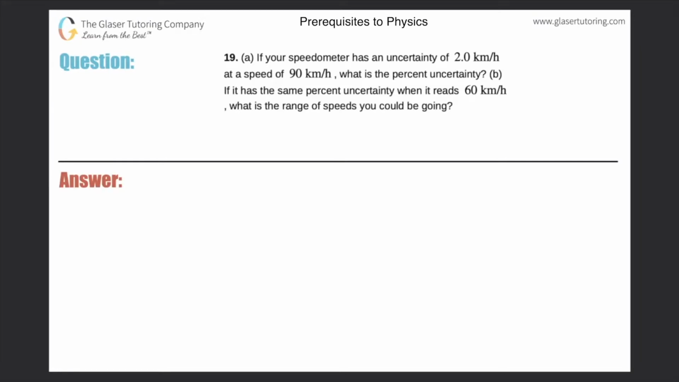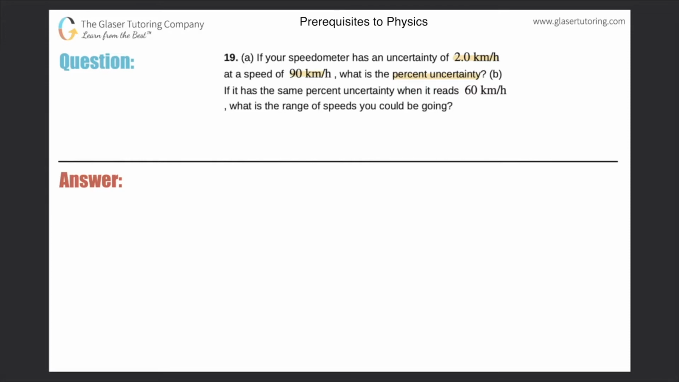Number 19, letter A. If your speedometer has an uncertainty of 2.0 kilometers per hour at a speed of 90 kilometers per hour, what is the percent uncertainty? Okay, so first thing I notice is that there is a little bit of ambiguity between the significance of the uncertainty and the significant figures found in the speed.